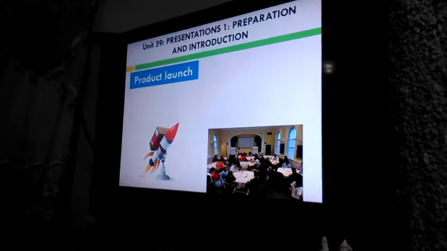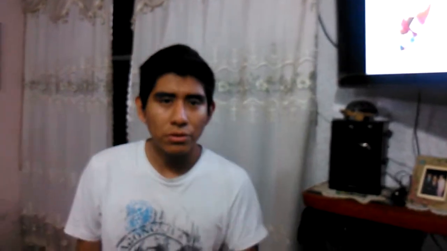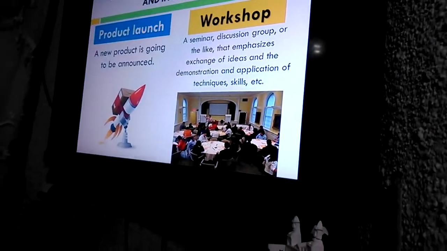All kinds of presentations, such as a product launch. When a product is new, we have to make an event in order to present the new product to society, to the customers, to our future clients. In a workshop, let's say in this picture, they have material. A workshop is a demonstration, and they apply the techniques and the knowledge they are acquiring in that workshop.